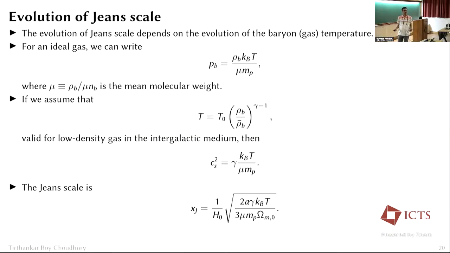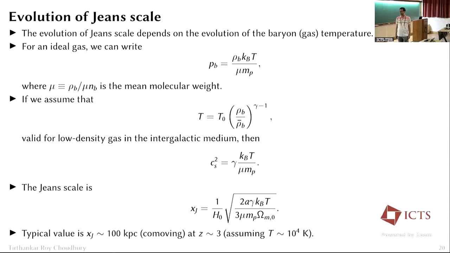The essential input from this discussion is that the Jeans scale can be determined if you know the temperature of the gas. Obviously, if you know the temperature, that tells you how strong the pressure forces would be, and so on. So that will tell you how large or small the Jeans scale would be. To give you some number, if you assume the temperature to be 10^4 K, which is the case in the relatively low redshift, low density intergalactic medium, the typical value of the Jeans scale will be a few hundred kiloparsecs in comoving units. So these are the kind of numbers we are talking about.